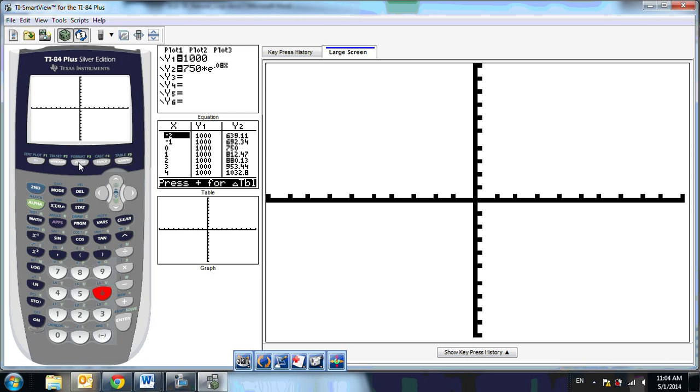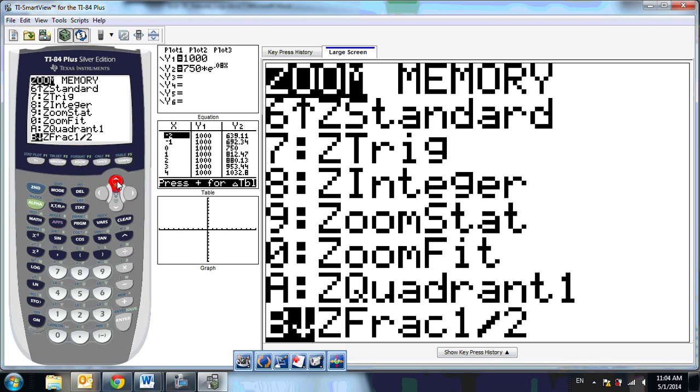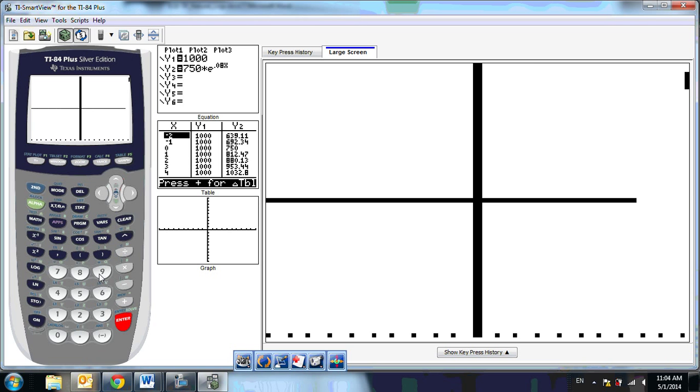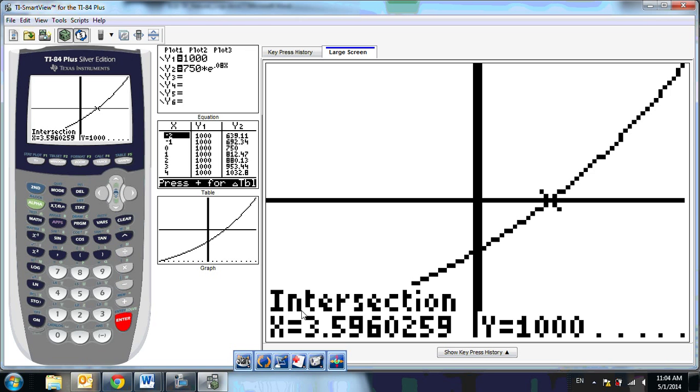So let's try that. If you press Zoom, and then you're looking for Zoom Fit, it's 0. And it'll reorient your graph. Now you do have to be careful if you're trying to get an idea of what the big picture looks like. But if you're just trying to find where they cross, that's a great tool. Okay, how do I find this value? What do I do? Second, calc 5, enter, enter, enter. And there's that 3.596 years again. The y is the y value that we should have in common.